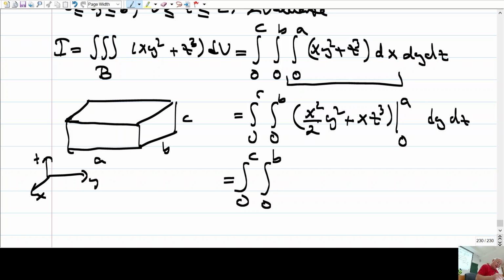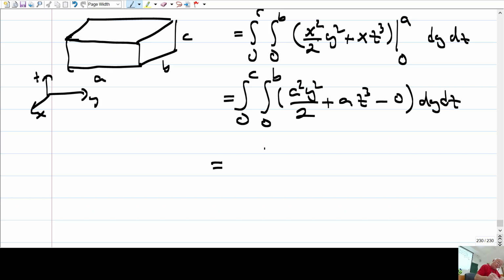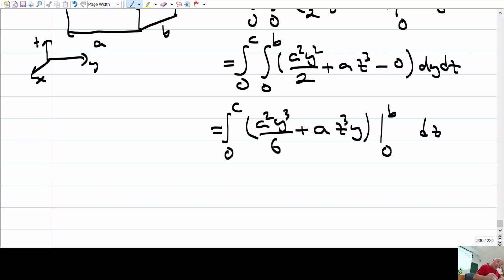When I plug a for x, I get a squared y squared over 2 plus a z cubed. And then I plug 0 for x. When I plug 0 for x, I just get 0, dy dz. And then we do what? We integrate with respect to y. I get a squared y cubed over 6 plus a z cubed y, and y is ranging from 0 up to b. And then I have dz.